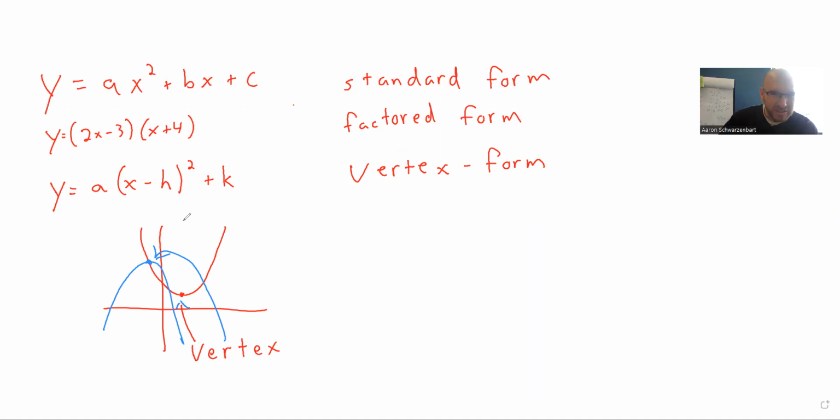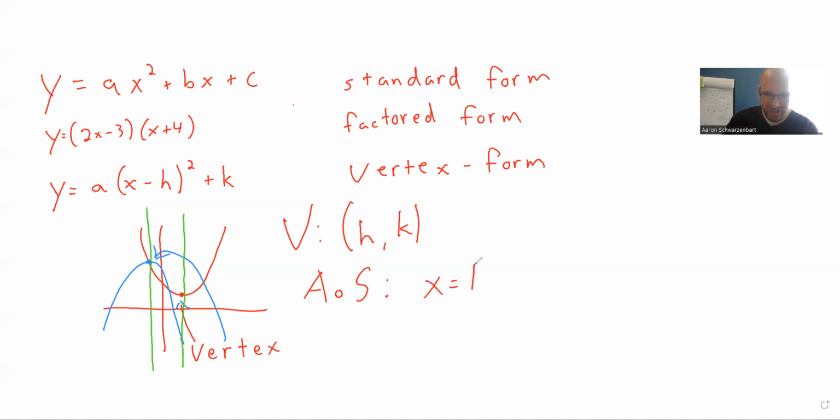Also through the vertex is what we call the axis of symmetry. And my parabola is symmetric about both sides of the vertex. So in vertex form, notice again, this is the opposite sign. My vertex is just (h, k). Very simple. My axis of symmetry, I'm going to call that AOS, is just x equals h. So let me give you an example with these.